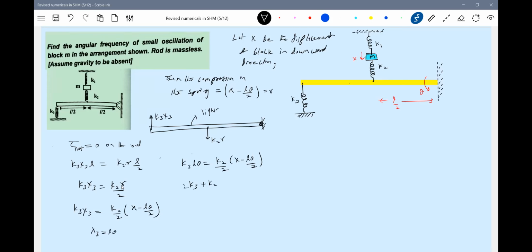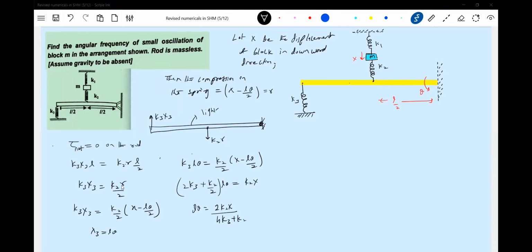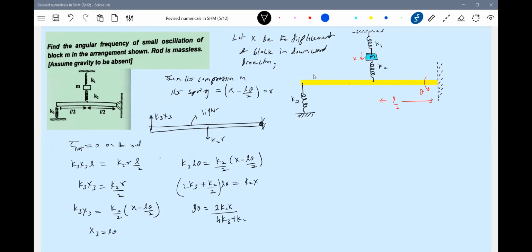K3 by K2 by 2 into L theta equal to K2X. So the expression for L theta will be 2K2X by 4K3 plus K2. Why X3 and not K3? X3. The displacement of this end should be equal to L theta.